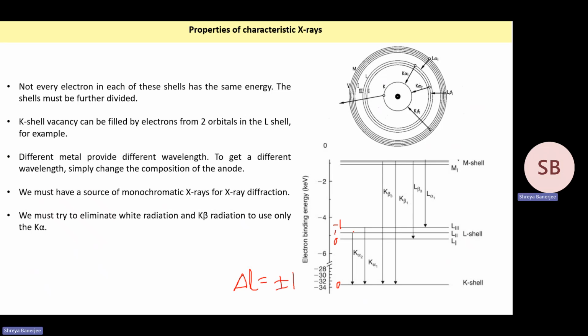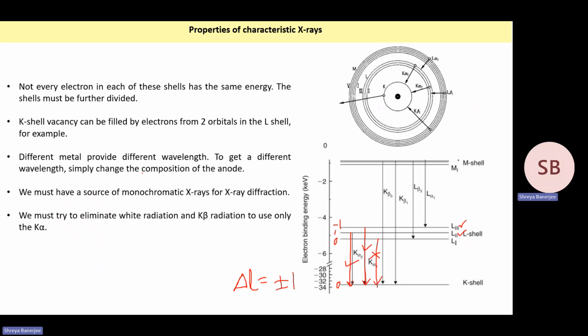So the transition from 1 to 0 is allowed because l is changing from 1 to 0, delta l is 1. This transition coming from -1 to 0 is also allowed. But from 0 to 0, this transition is forbidden because delta l is 0, so it does not follow the selection rule. So the K shell vacancy can be filled by an electron from these two L levels, where the azimuthal quantum number is 1 or -1.